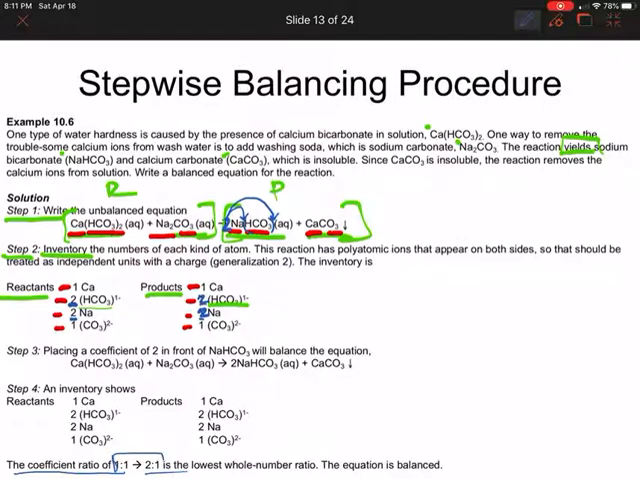This is just showing you a ratio. There is 1 calcium bicarbonate, 1 sodium carbonate, those are these numbers right here, yielding 2, that number right there, to 1 calcium carbonate. That's just showing you how you can get the lowest whole number ratio. All right, I've got to stop the video and I'll start another one.